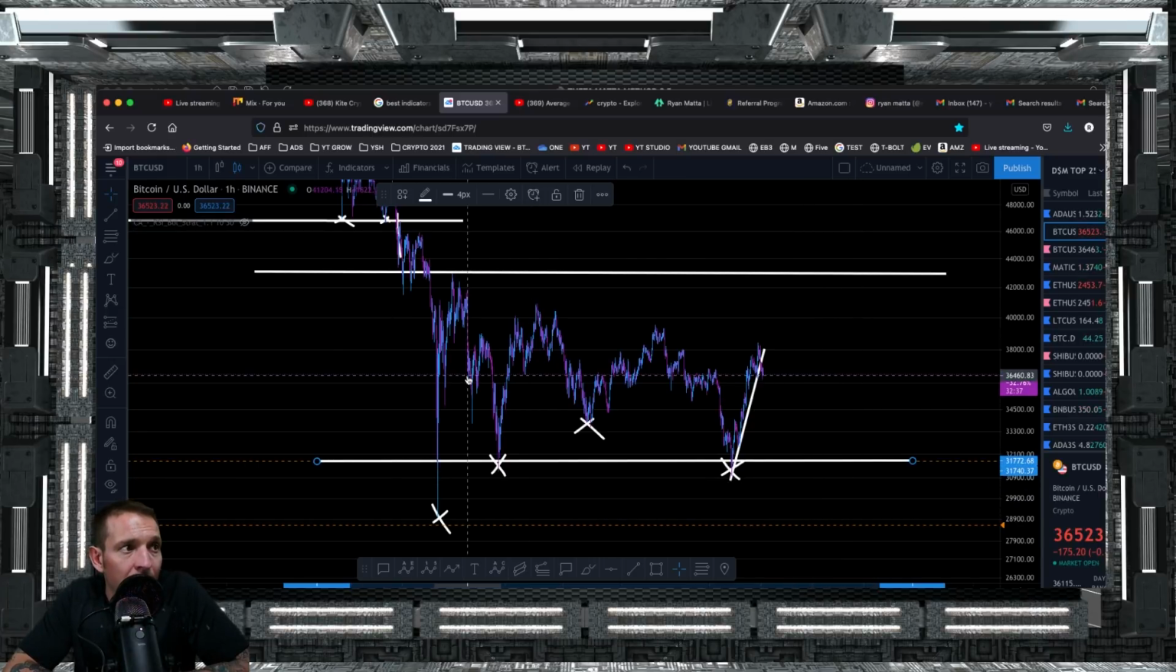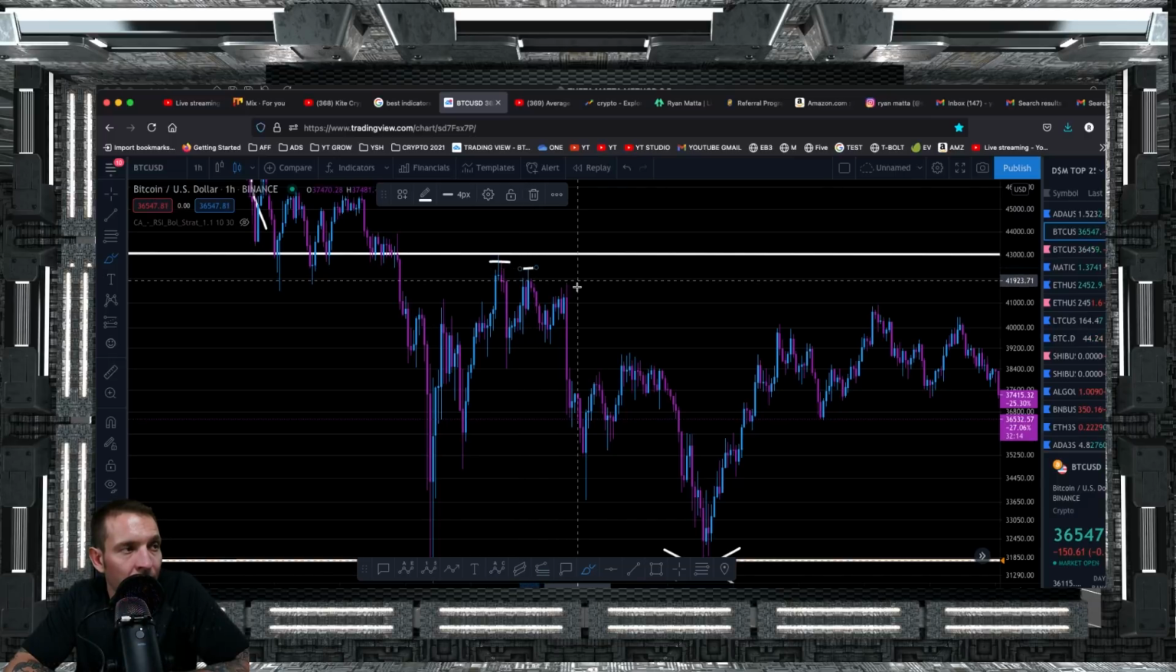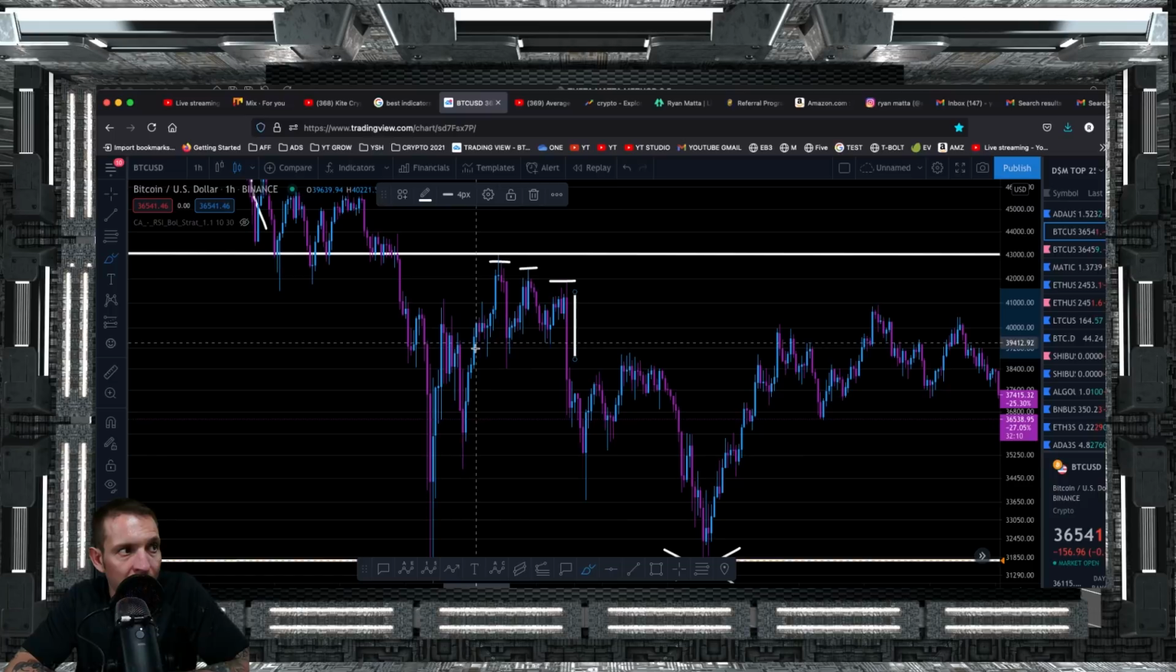Now, as far as support goes and testing support, check this out. What do we see right here? Lower high, lower high, lower high, dump. Right? And what do we see here? Same thing. Support tested, support tested, support tested, support broke.